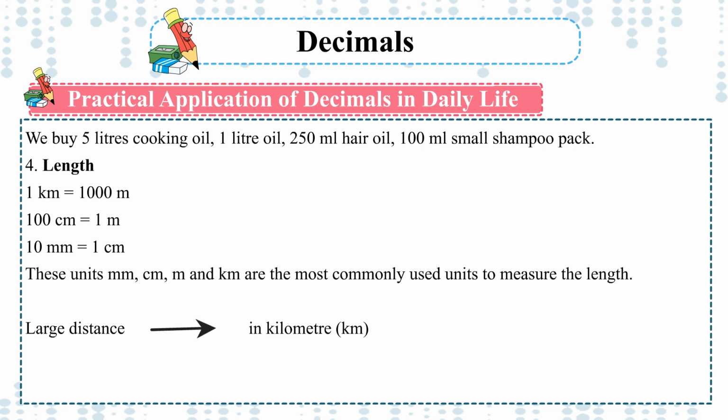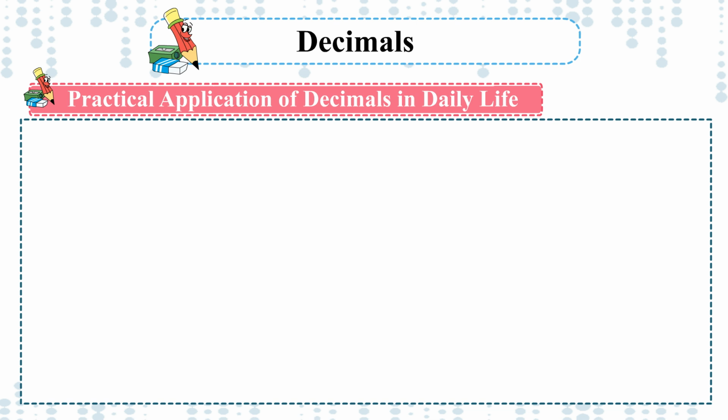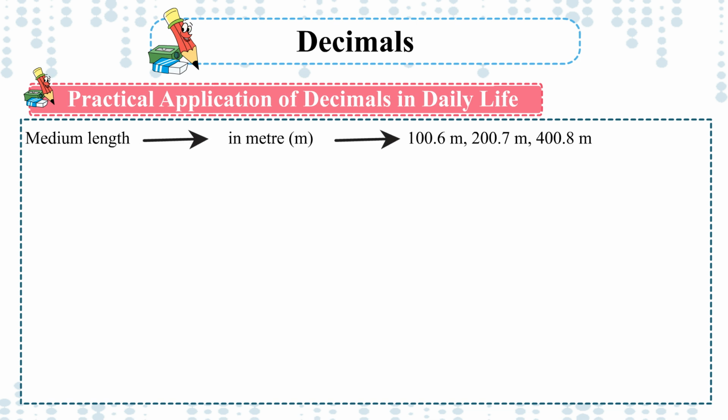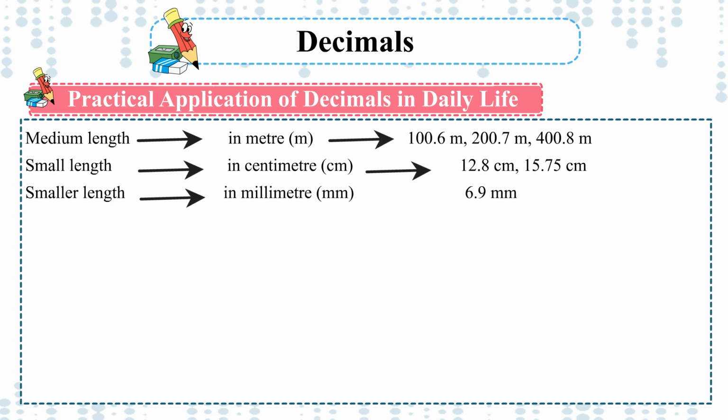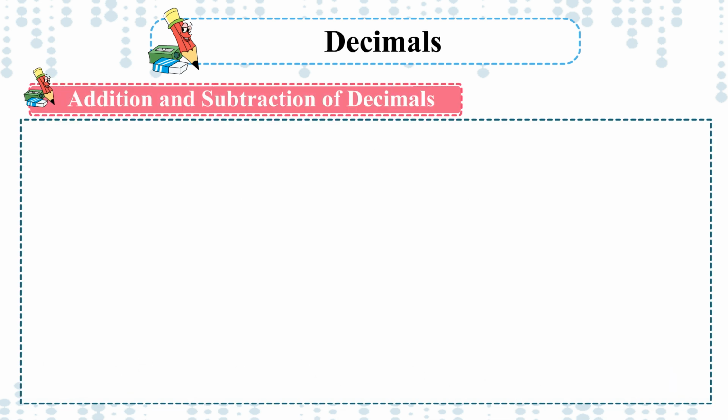Large distance in kilometer. Railway station is 24.5 kilometers from my residence. Medium length in meter: 100.6 meter, 200.7 meter, 400.8 meter. Small length in centimeter: 12.8 centimeter, 15.75 centimeter. Smaller length in millimeter: 6.9 millimeter. Addition and subtraction of decimals.